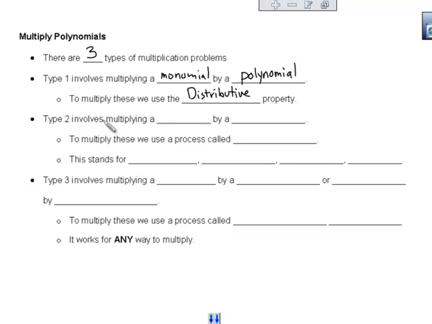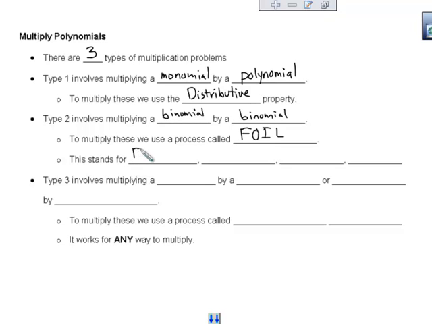The type 2 involves multiplying a binomial by another binomial. And this uses a special property that is easy to remember. It's a special word. Maybe some of you are already saying it already. It starts with an F. O I L, the FOIL method. The hard part is remembering what FOIL stands for. Everybody remembers FOIL, but doesn't remember what it stands for.